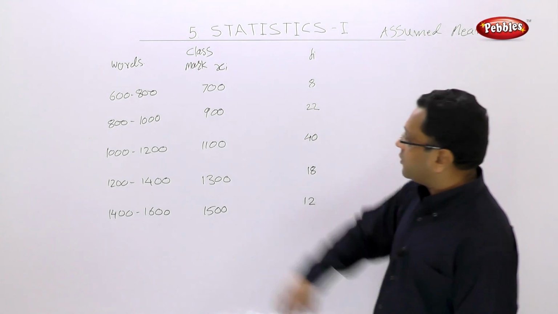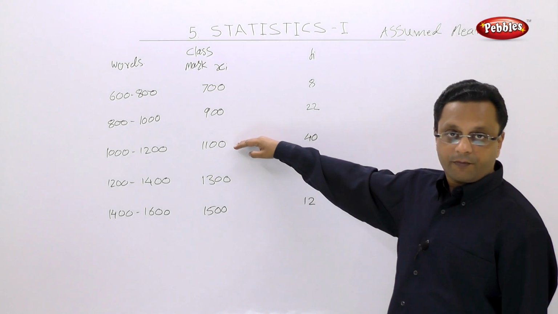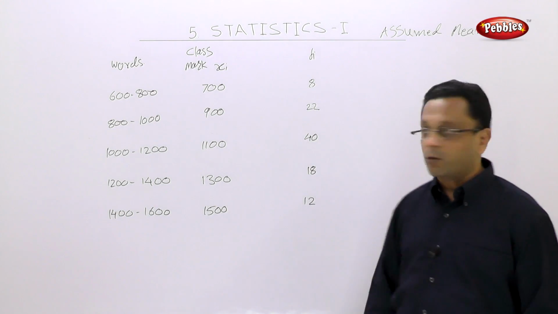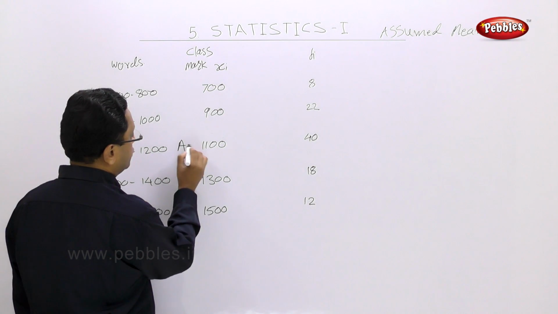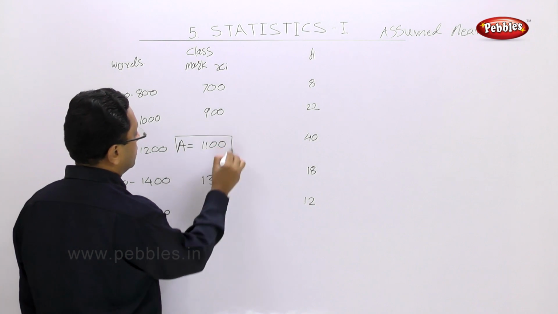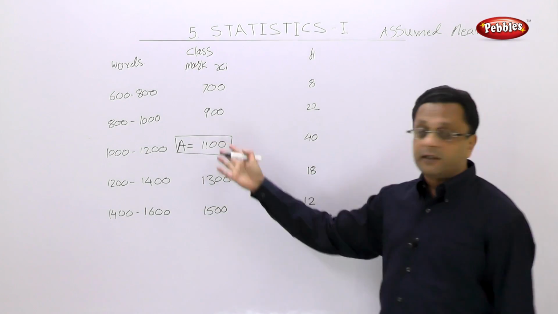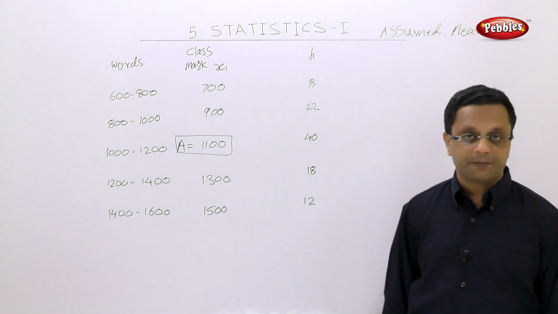So in general, if there are 5 classes, I'll take the central one. 6 classes are there, then I'll take either third or fourth. Okay, I will take this value. I'll assume that a is equal to this. I'm assuming a is equal to 1100. That is why this method is called as the assume mean method.